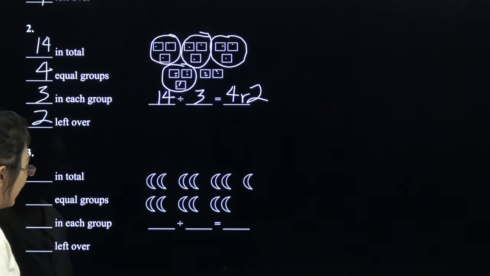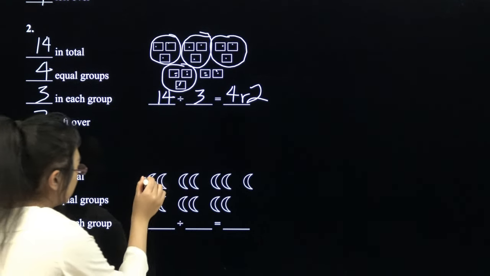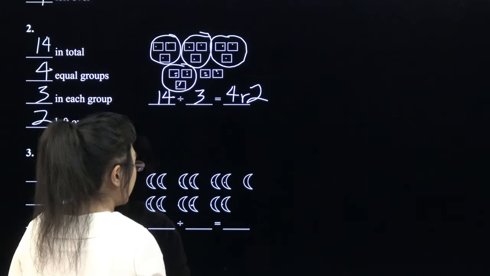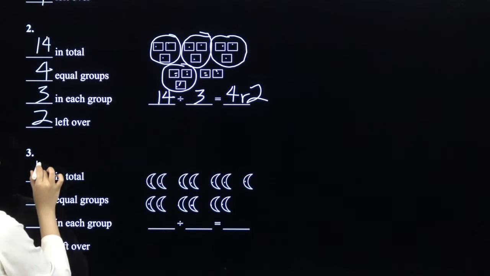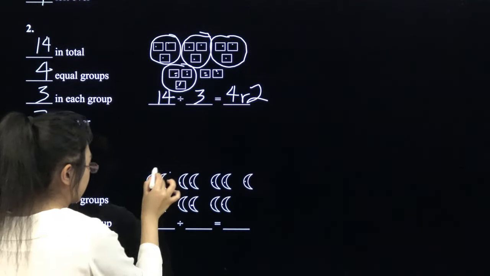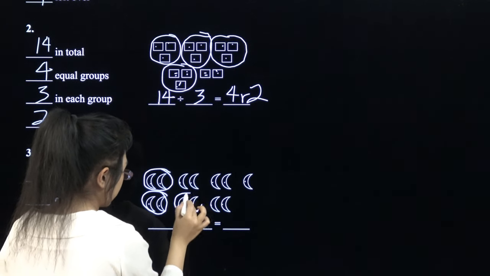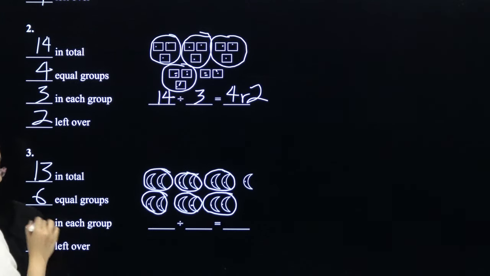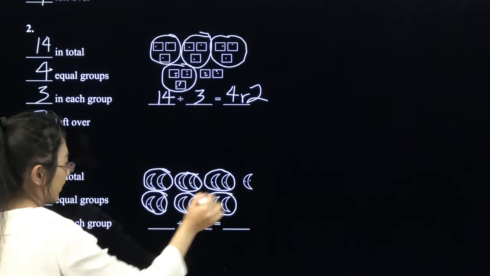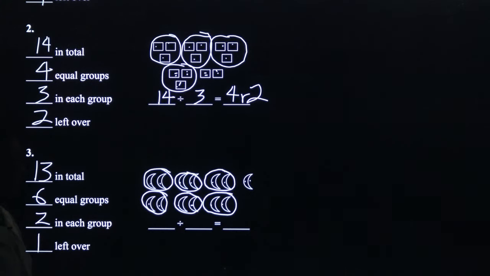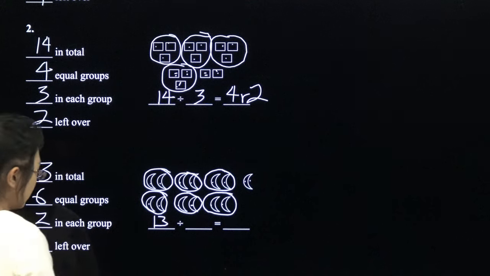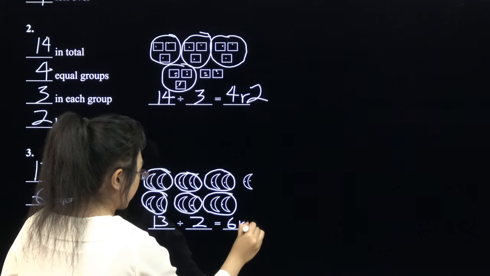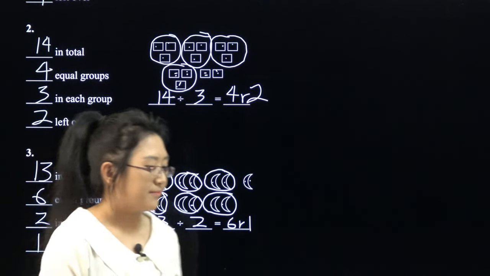Now this one has 1, 2, 3, 4, 5, 6, 7, 8, 9, 10, 11, 12, 13 moons. So 13 in total. And there's 6 equal groups of 2. So 2 in each group. And 1 left over. To show this using a division sentence, we would write 13 divided by 2 equals 6 remainder 1.